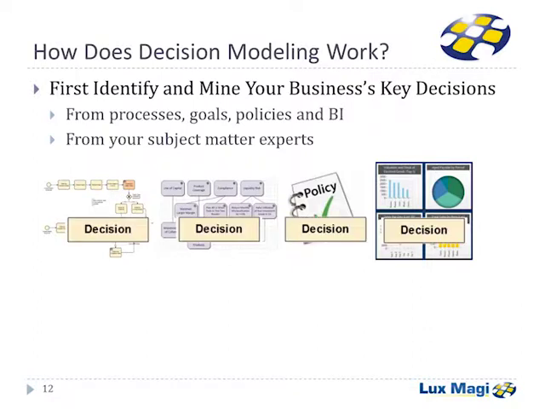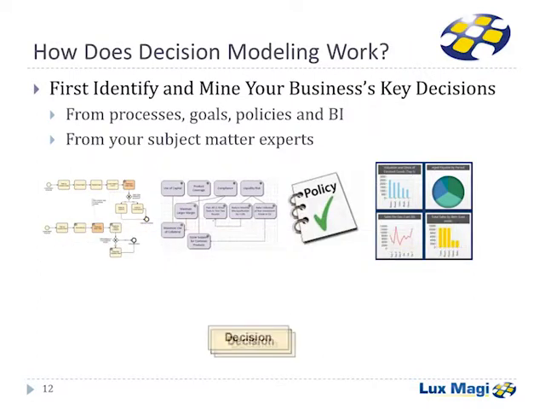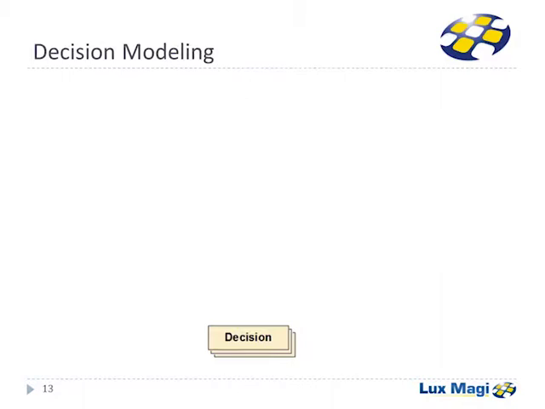So we take the decisions from all of these sources and we gather them together and we prioritize them. And we might prioritize them by business value or by the urgency that they have, or some other means, perhaps the relevance to the project that we're currently working on. And then we take a decision at a time, and we start to model it. We start to build what's called a decision requirements diagram.